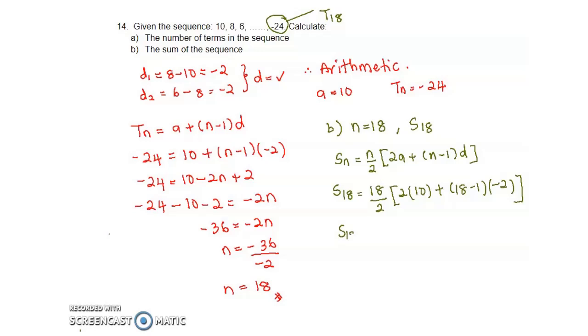So S18 equal to 18 over 2, which is 9, times 2 times 10, 20, plus 18 minus 1, 17, 17 times 2 equal to 34. So positive, negative, negative, so minus 34. So 9 times (20 minus 34) is 9 times negative 14, which equals negative 126.